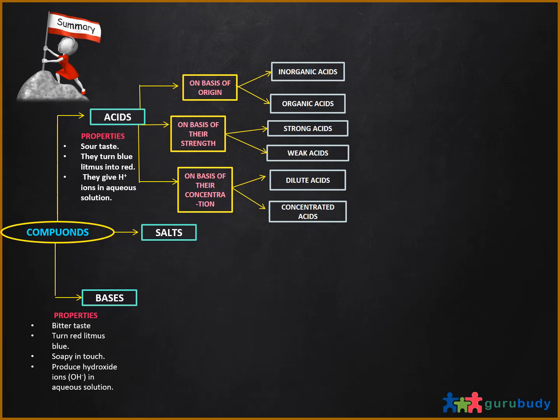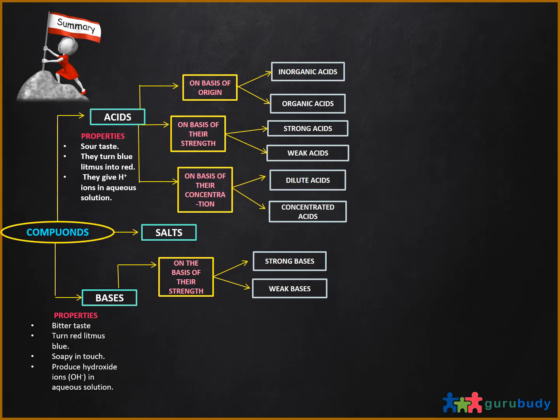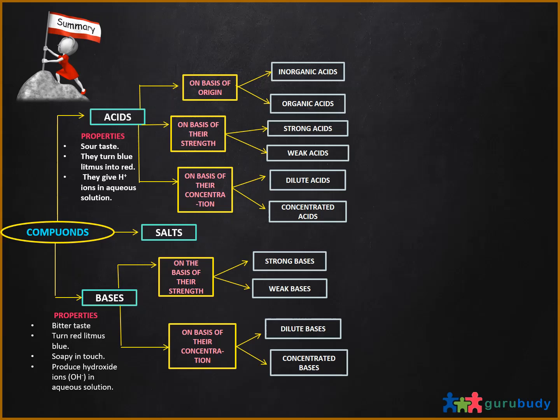Properties of bases: bitter in taste, turn red litmus blue, soapy in touch, and produce hydroxide ions in aqueous solution. They are classified on the basis of their strength, that is strong bases and weak bases, and on the basis of concentration, that is dilute bases and concentrated bases.